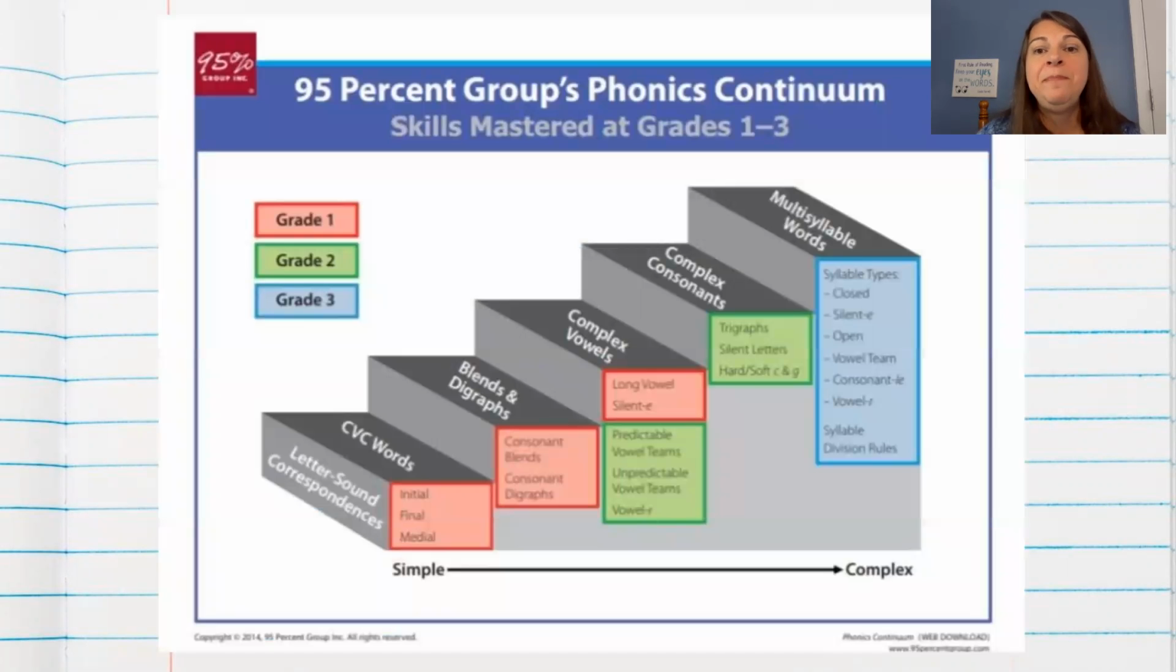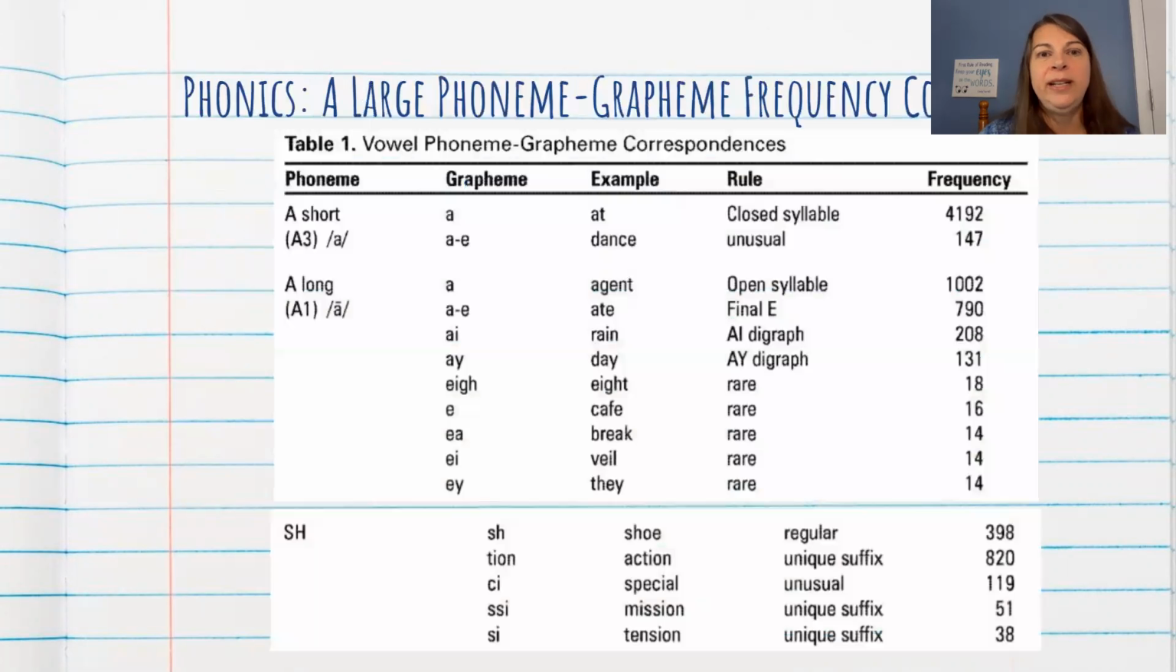So in order to effectively teach decoding, you first need to get yourself a great scope and sequence. 95% Group has one that you can see here. The University of Florida Literacy Institute has a great one, Speech to Print by Louisa Moats. At my district, we use Foundations, that has a great scope and sequence. Find a scope and sequence.